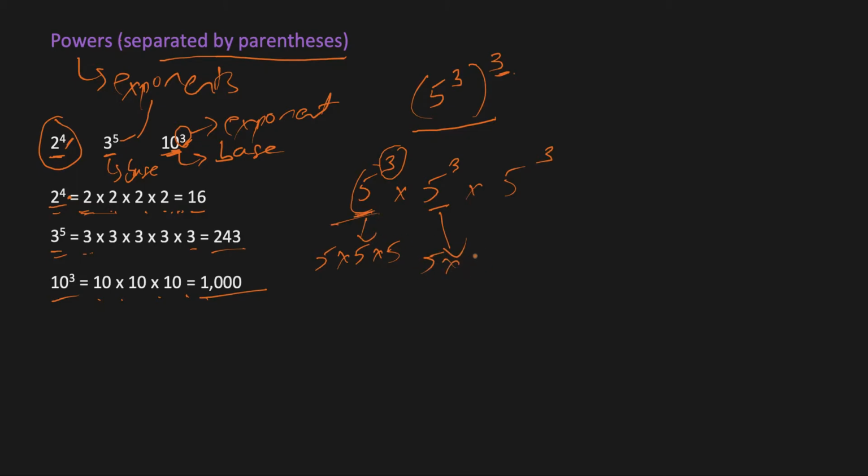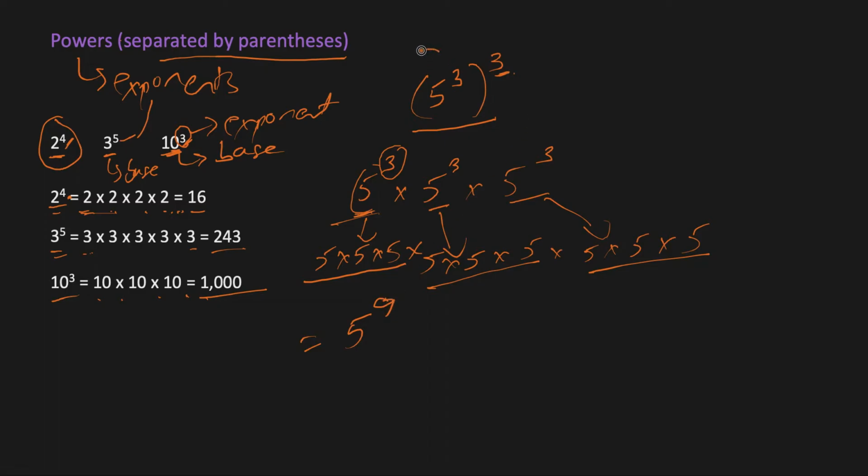Oops, sorry, I forgot to put that multiplication. And then again, this would be 3 times. So if you look at that, this, and this, in total, 5 is repeated 9 times. So this is also nothing but 5 to the power of 9.